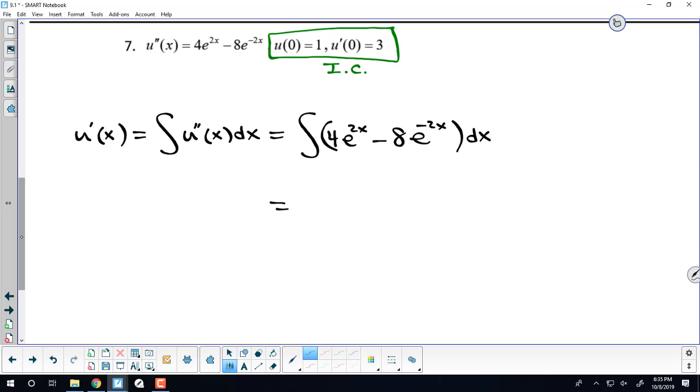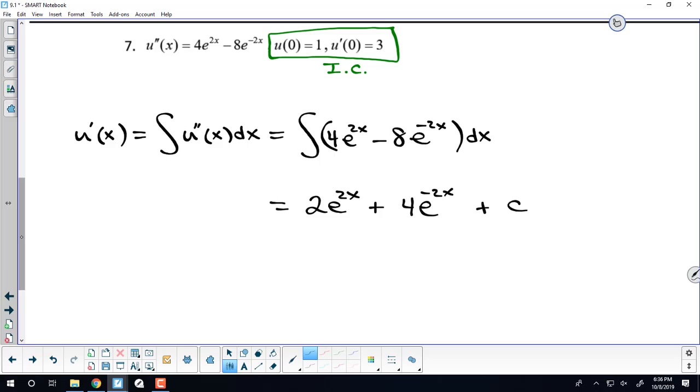So what is the antiderivative of 4e to the 2x? 2e to the 2x, or 4e to the 2x over 2. Antiderivative of 8e to the negative 2x, positive 4e, so we have plus 4e to the negative 2x plus c. Obviously this is where it's important to remember your constant of integration. I know some of us are in the habit of forgetting that sometimes, but it's absolutely essential that we don't forget it here. There's no way to find the specific solutions if we don't.